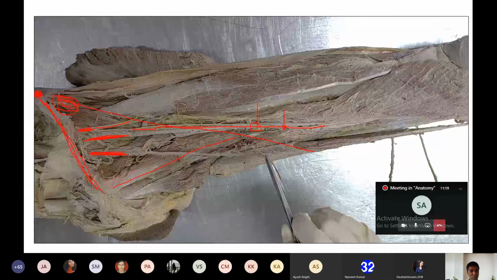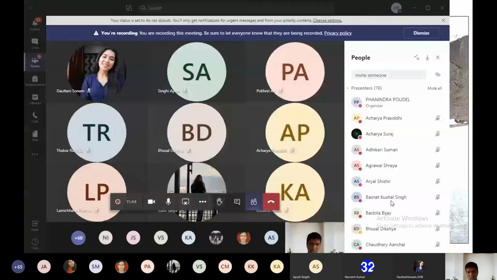We used to say VAN, isn't it? Medial most is the femoral vein, then in the center is the femoral artery, and the lateral one is the femoral nerve. And one more very important structure here, which may also be pointed during the practical examination, is this one. This one is another important structure.